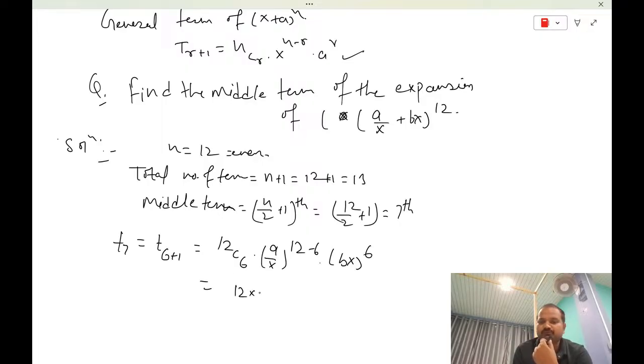12 into 11 into 10 into 9 into 8 into 7 divided by 6 into 5 into 4 into 3 into 2 into a to the power 6 divided by x to the power 6 into b to the power 6 into x to the power 6.